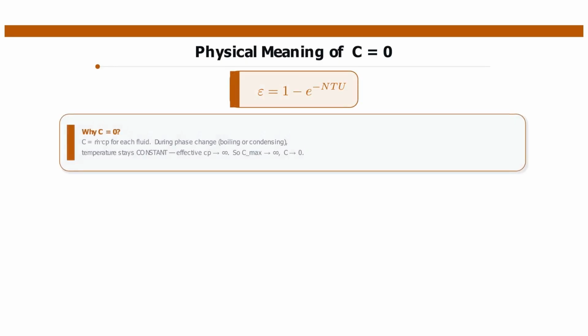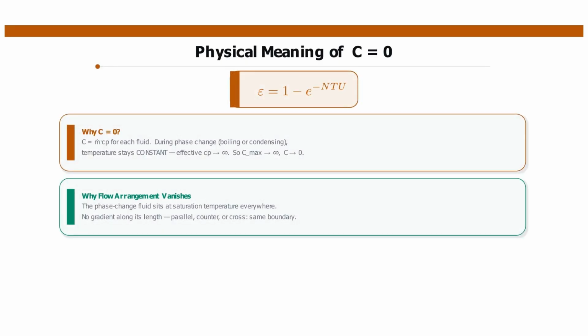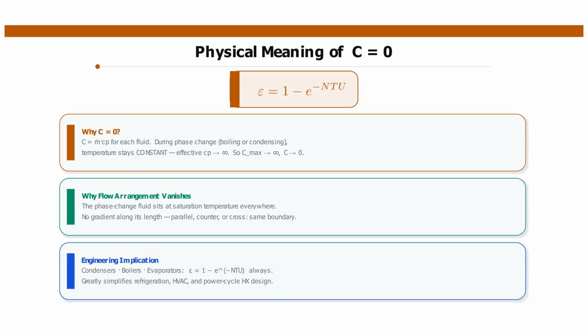If one fluid is undergoing phase change, condensing steam, boiling water, its temperature stays constant throughout the process. Its effective specific heat is enormous. It absorbs vast amounts of heat at constant temperature. The product m dot times Cp is effectively infinite. C max approaches infinity, so C equals C min divided by C max approaches 0.